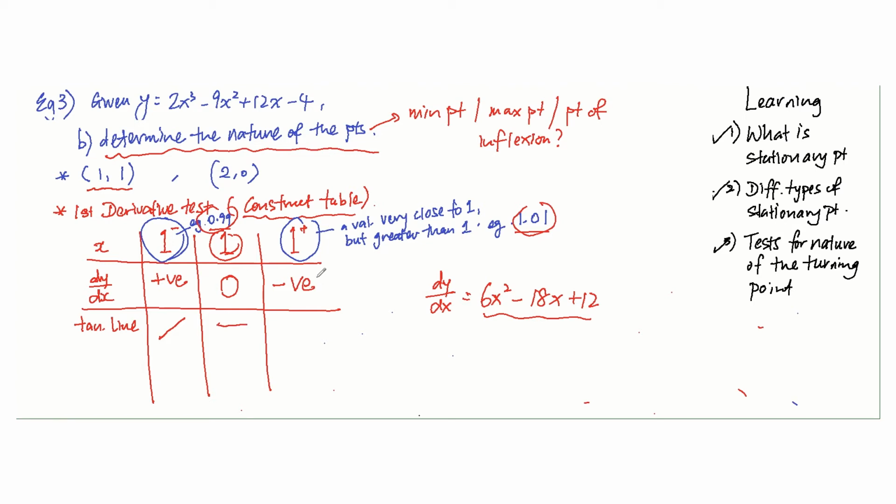And last but not least, when I have an x value that is slightly greater than 1, I have a negative gradient. dy dx is negative. That means this is my negative gradient tangent line. And what do you realize? Overall, what is the shape? I'm going to add in the last row over here. Based on these tangent lines, I am going to form this shape. Just to show everyone, this is the shape that I will get. So ladies and gentlemen, therefore at x equals 1, by the first derivative test, we have a maximum point.